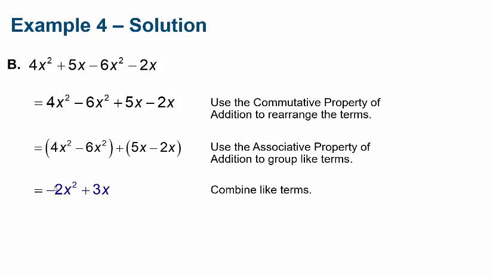So this right here I cannot combine anymore because x squared and x are not like terms. So this is just minus 2x squared plus 3x. And we're good.